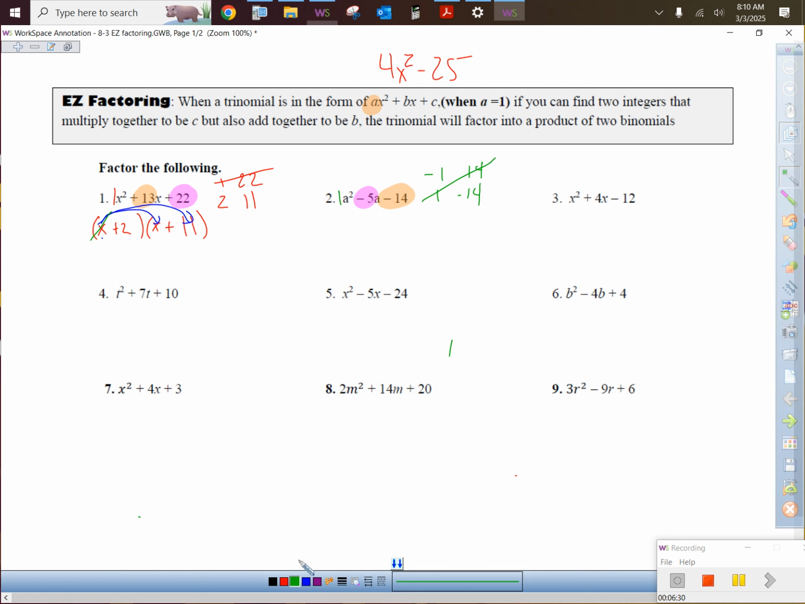So then I go to 2. 2 and 7, but one of them has to be negative. Are you with me on that? Do any of those combinations add up to be negative 5? Top one or bottom one? Bottom one. So this will factor to be a plus 2 times a minus 7. How did I know which one was which? Wasn't the 2 positive? Are you with me on that? And the 7 was negative in that case.